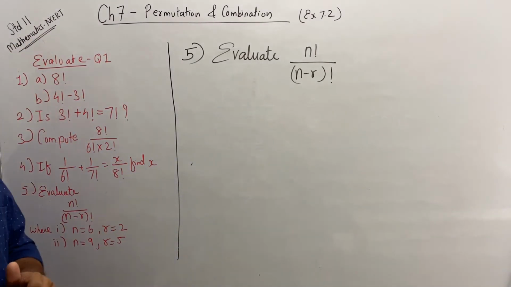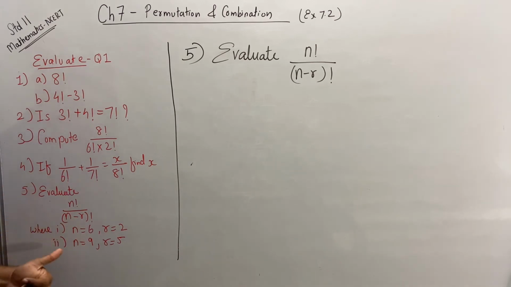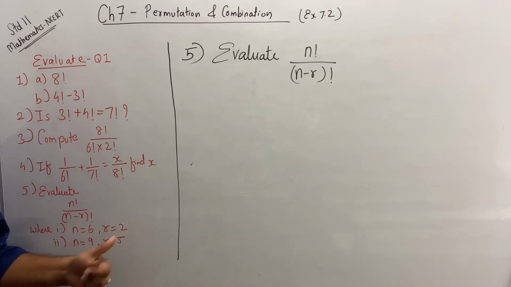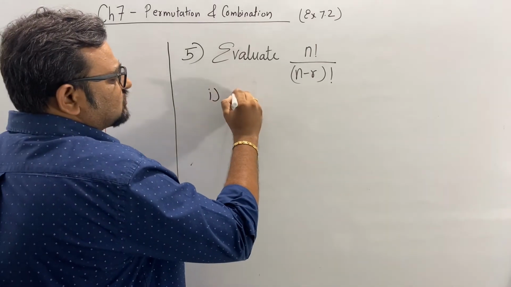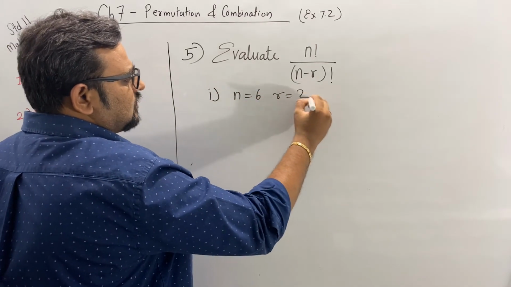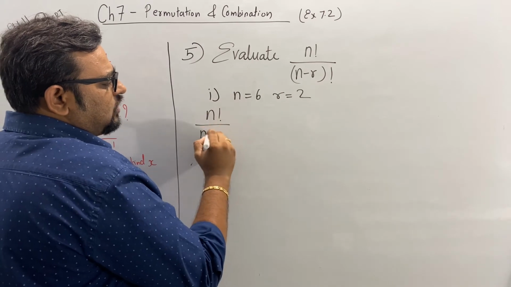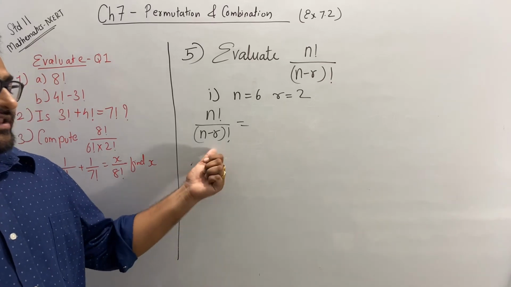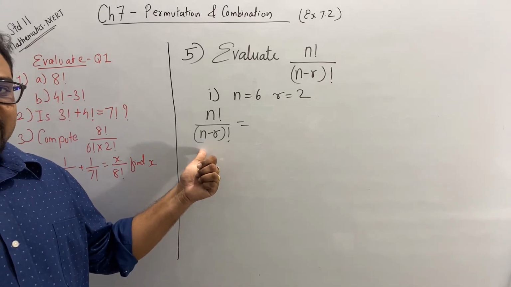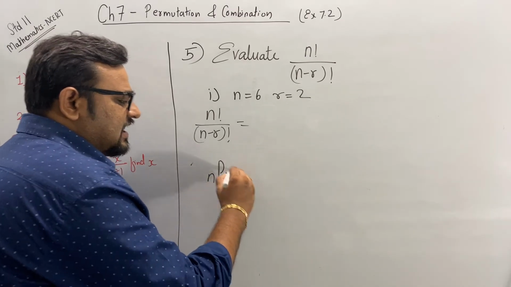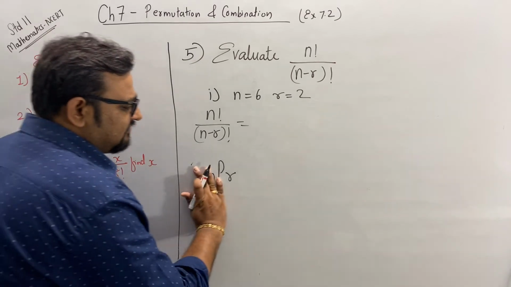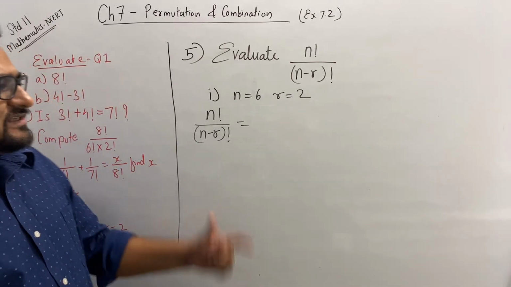Now you are given two sub questions in the fifth. The first, n is given equal to 6 and r is given equal to 2. So let's solve the first one. So n factorial upon n minus r factorial, right? This will be the formula for permutation, that is nPr, that we will study in the next video lecture. At present, let's solve this.